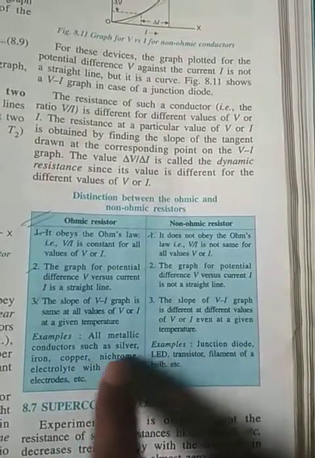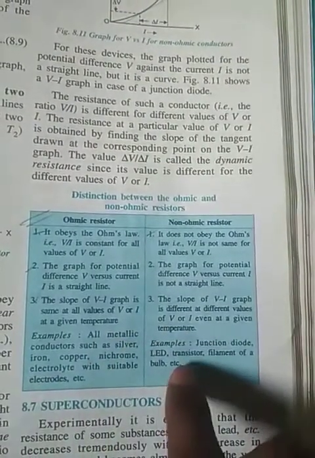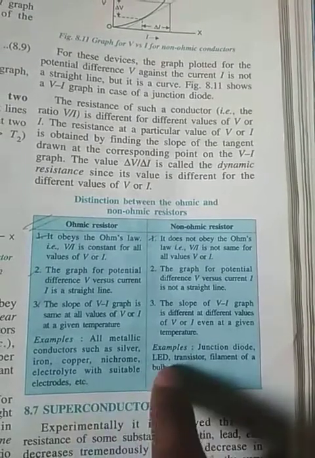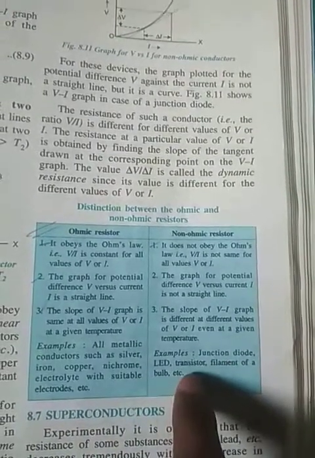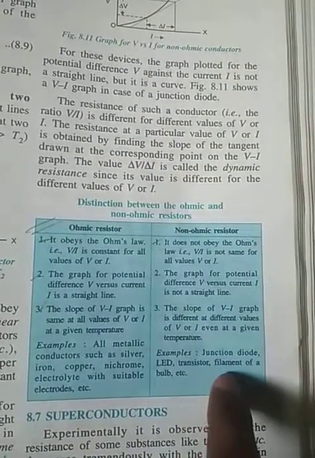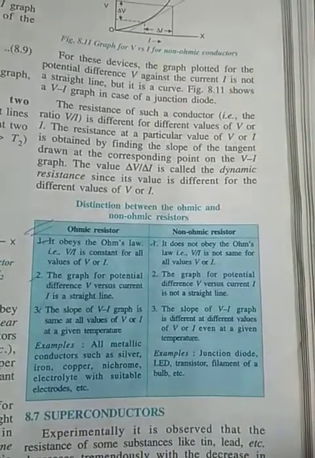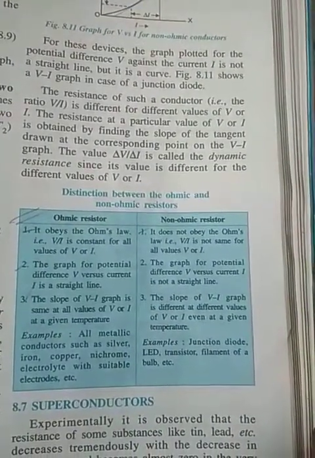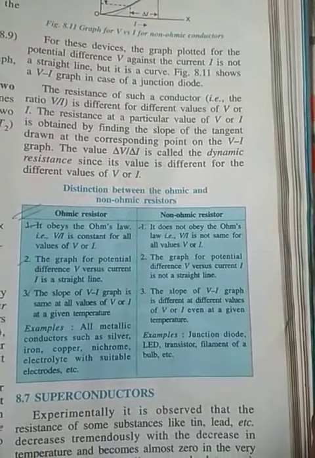All metallic conductors like silver and iron follow Ohm's law, that's why they are known as ohmic resistors. Junction diode, LED, transistor, and filament do not follow Ohm's law, that's why these are known as non-ohmic resistors.